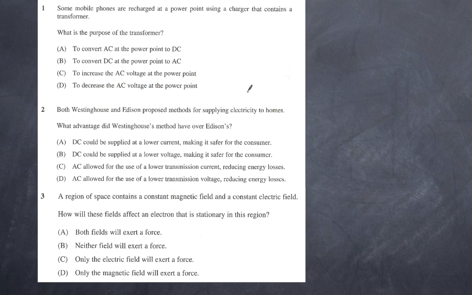Question number 1. Some mobile phones are recharged at a power point using a charger that contains a transformer. What's the purpose of a transformer? The key thing is it's a transformer. A transformer, of course, transforms voltages. So in this case, we're trying to decrease the AC voltage at the power point. So D is the answer.